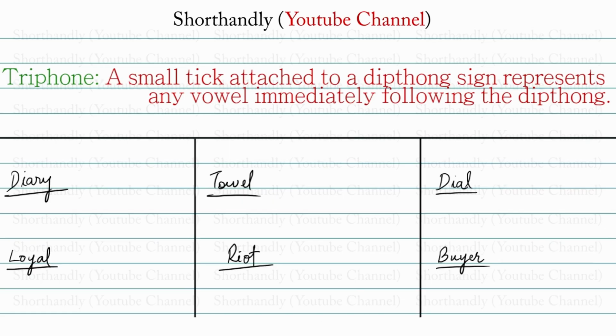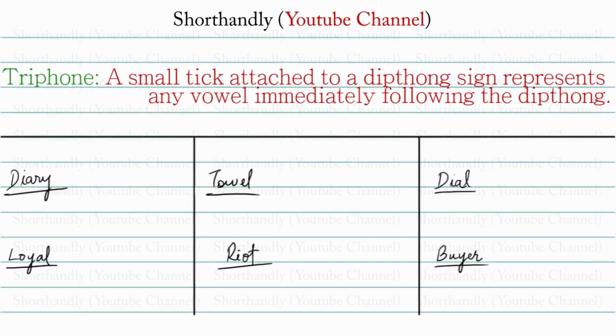So let's see what is the first word we are having. The first word is diary. Now if you pronounce this word, it goes like diary. So see, we are having the sound of I as in the I diphthong. Now if we carefully hear the sound just after the I, we are getting a little bit of the sound of A also. So let's pronounce this word again. It goes like diary. Just after the I sound, we are getting the sound of A also.